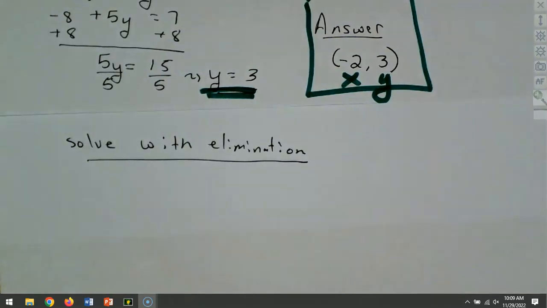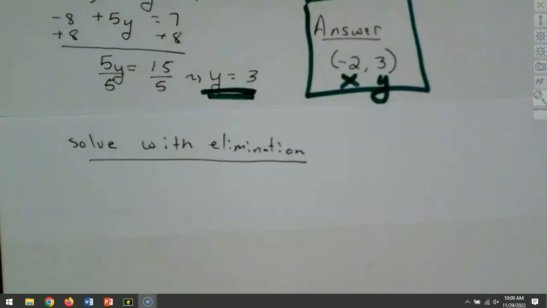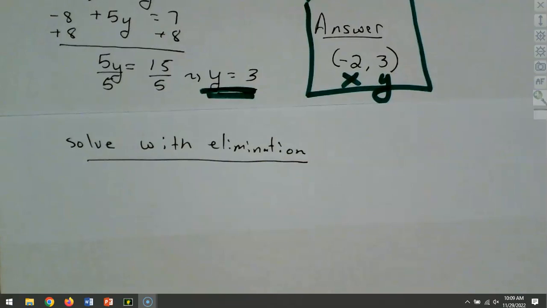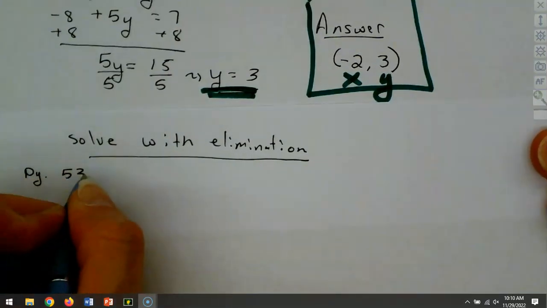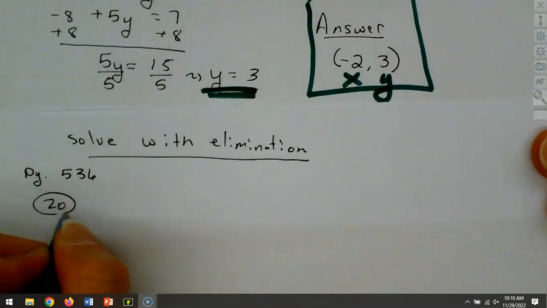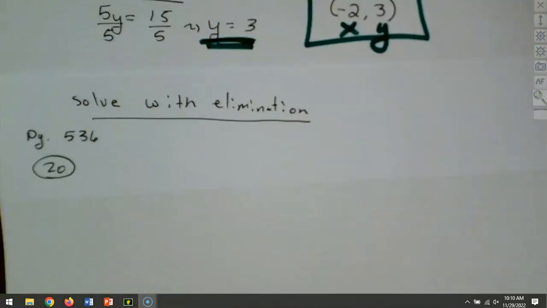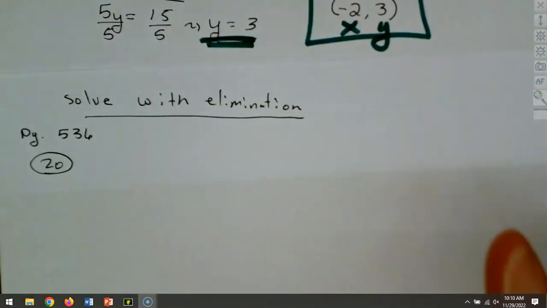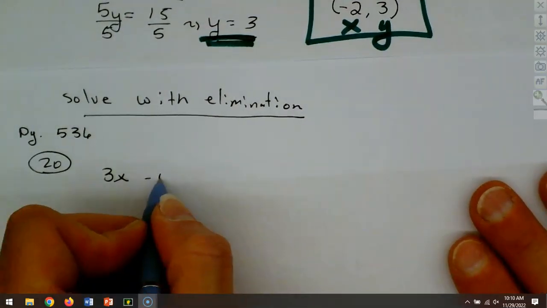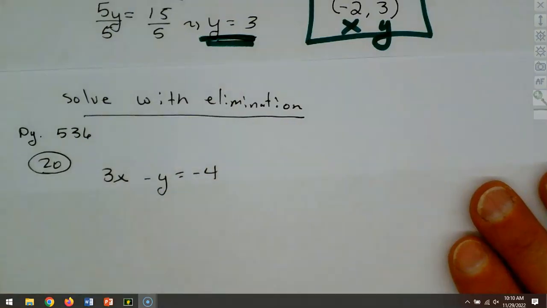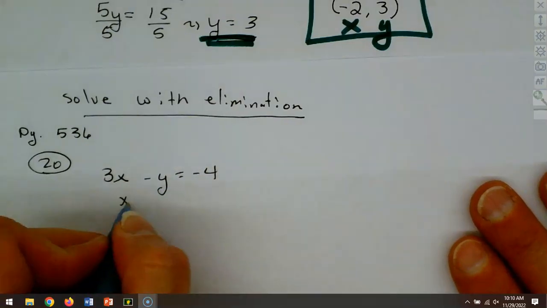And let's look at question 20 on page 536. So 536. We're going to look here at question 20. And we're going to use what's called elimination. And I think it's quite a bit easier. Once in a while you do use substitution, but really not that often.